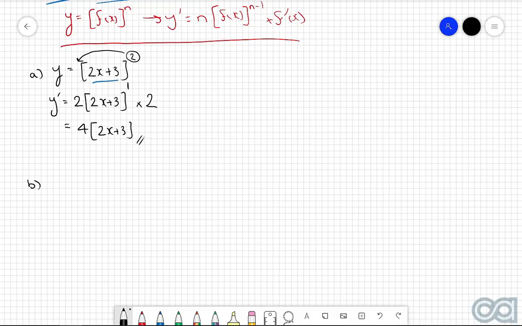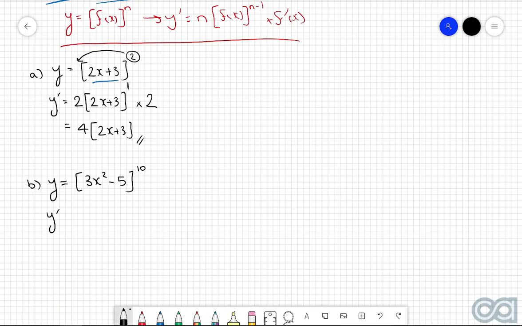Question B. Let's say we've got y equals 3x squared minus 5 all to the power of 10. So this is one of those examples from before where we couldn't really use the whole expansion and simplification method feasibly with this one because it would just take you way too much time and you're most likely going to make a mistake at some point along that process. So this is where the chain rule will be significantly easier to use.